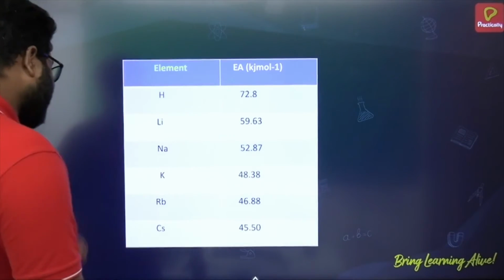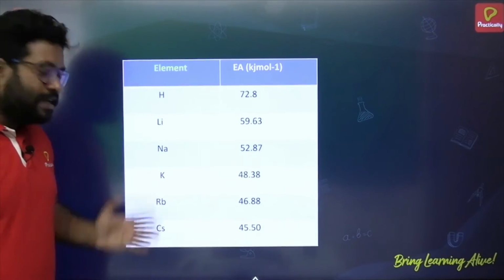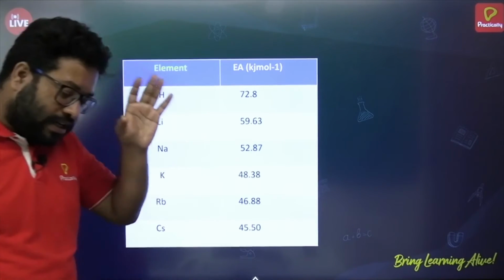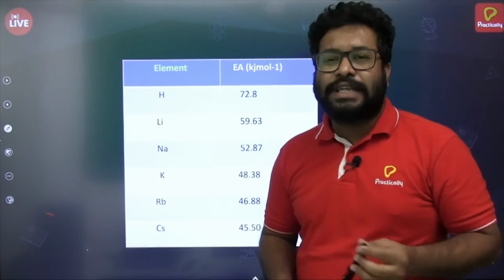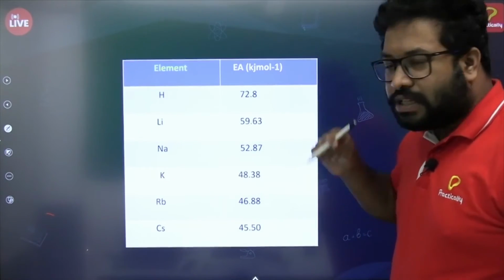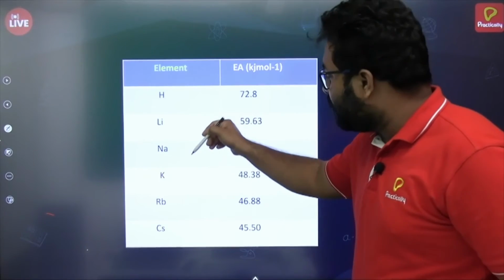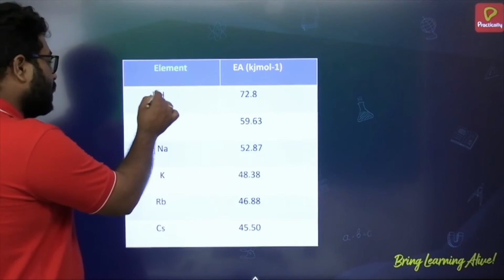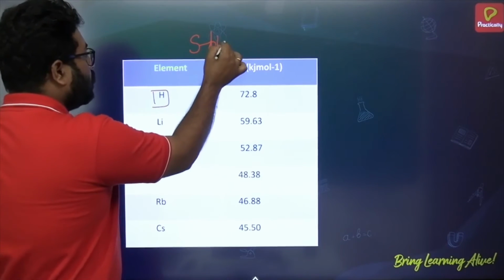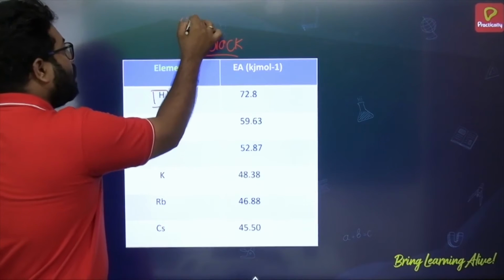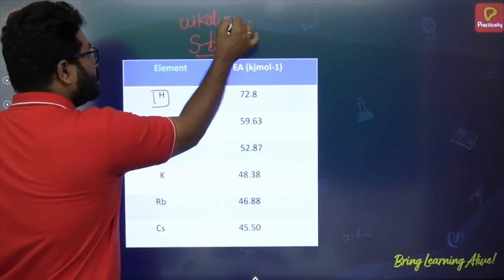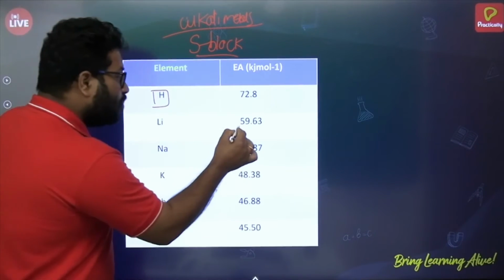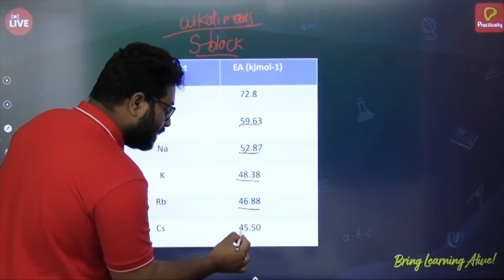Now look at this. We are talking about a group. You need to understand that hydrogen is not actually part of this group, but for the sake of simplicity I take it into this group. So hydrogen, lithium, sodium, potassium, rubidium, cesium. If you don't consider hydrogen, these are all s-block elements, which I would call alkali metals. As you go down the group, you can see the value is decreasing.